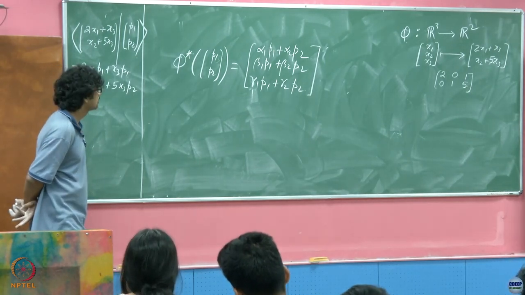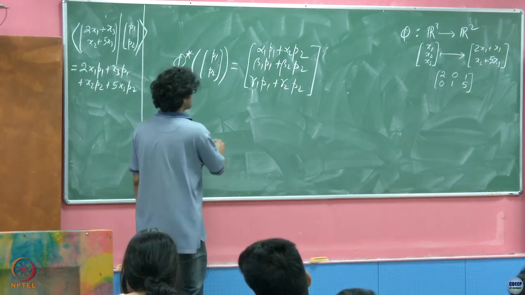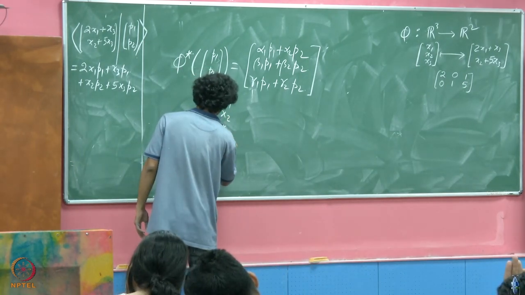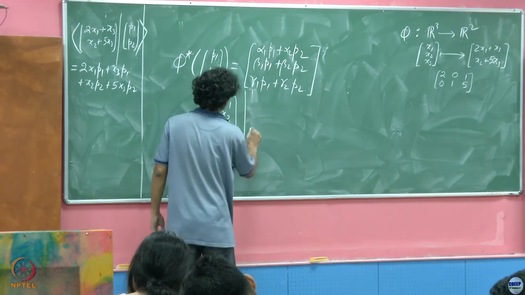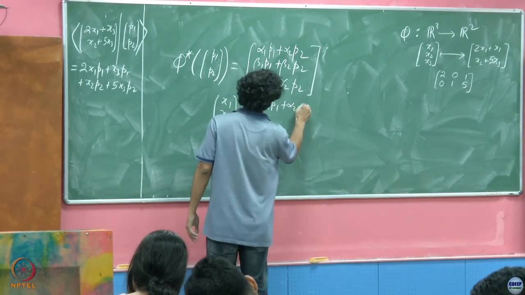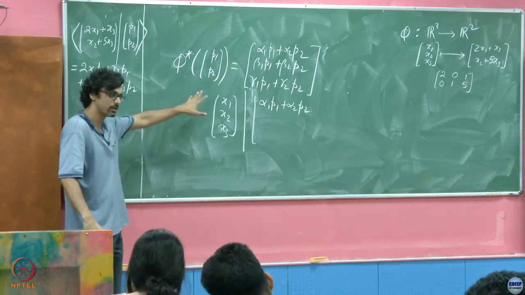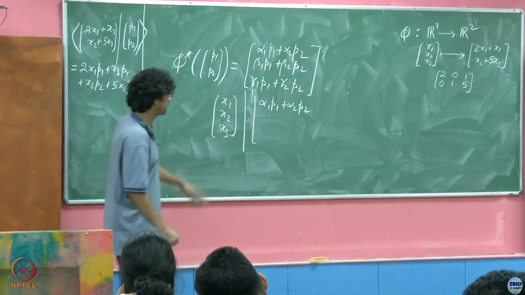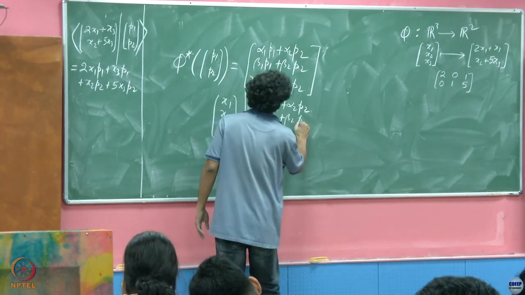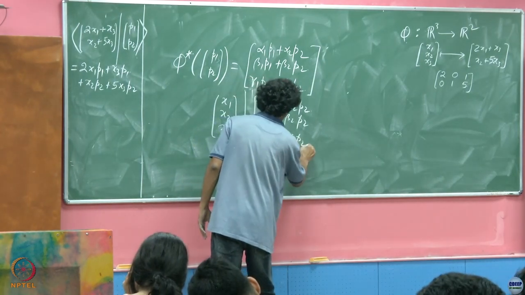So what happens then? If this sits as a second entry now, then I have x1, x2, x3, this fellow. And on the other end, I have alpha 1 p1 plus alpha 2 p2. I could have done this in a much shorter fashion, but I'm just going about it the long-winded way to show you, not skipping any steps here. Beta 1 p1 plus beta 2 p2. Gamma 1 p1 plus gamma 2 p2.